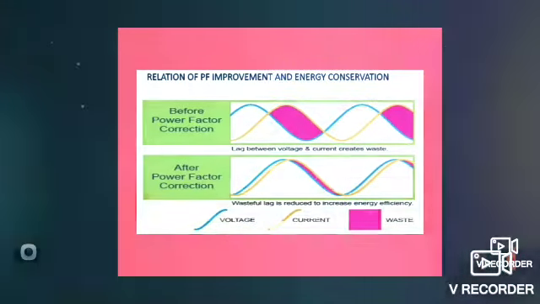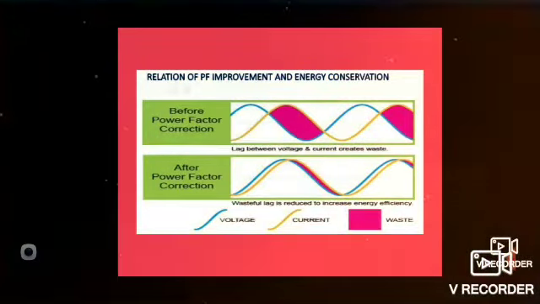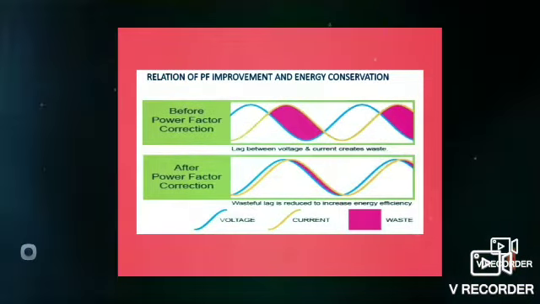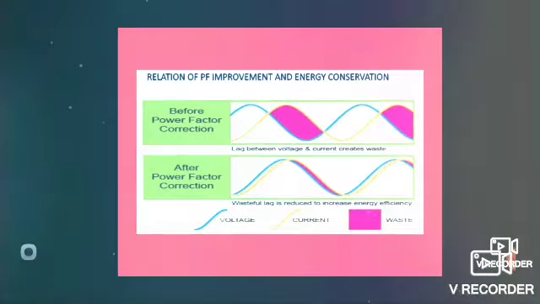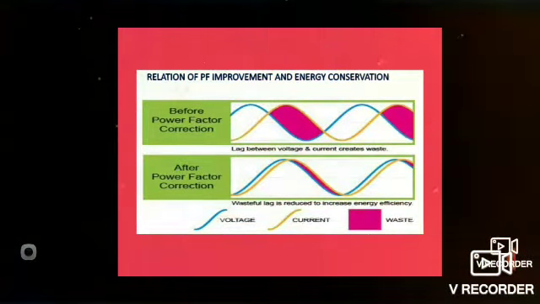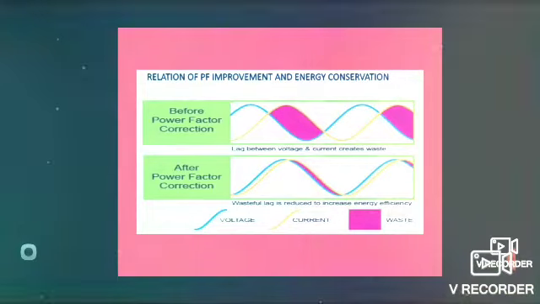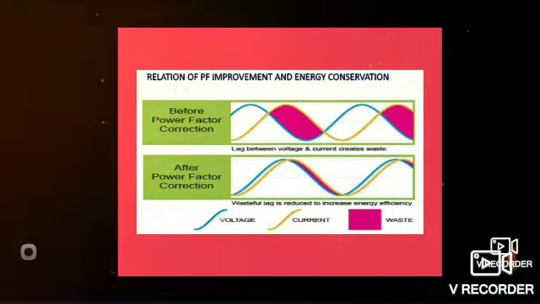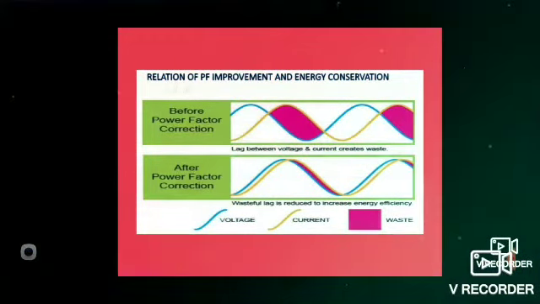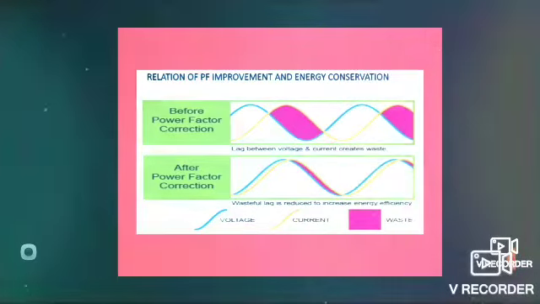So, see the diagram. Before power factor correction, the waste power is increased. The pink color denotes the waste power, blue color denotes the voltage and the yellow color denotes the current. The waste power will be increased before power factor correction, but after power factor correction, the waste power is reduced and the quality of power is improved.